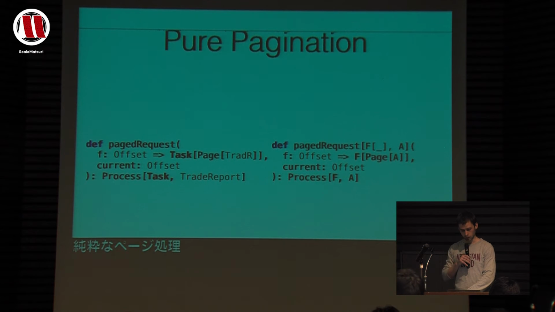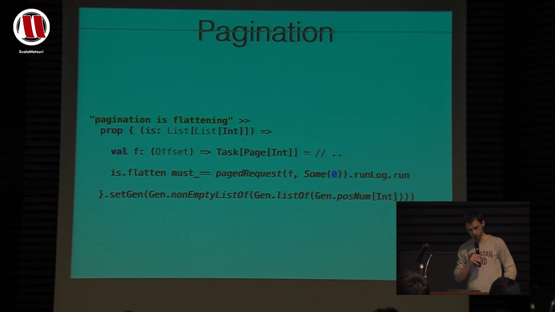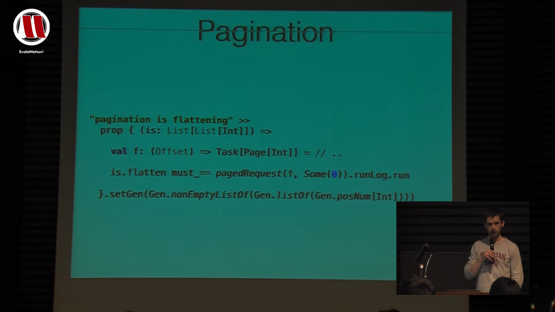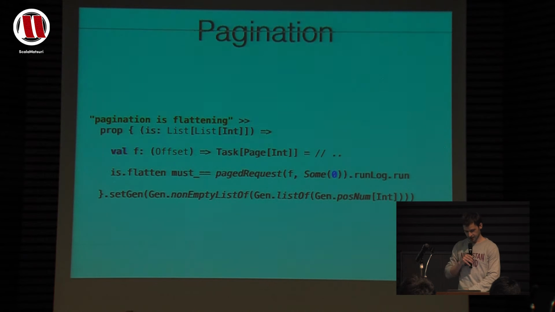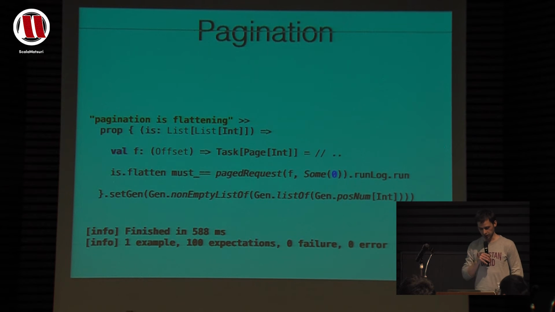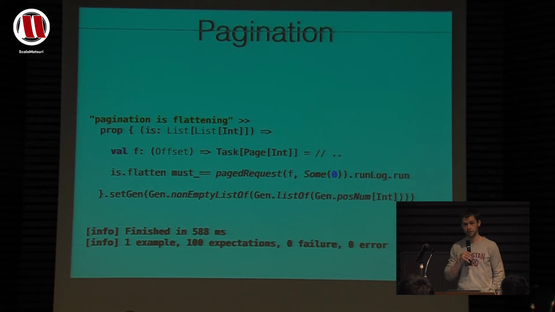And what's the benefit of all this? The benefit is that we can use ScalaCheck to actually show that the complicated thing that we did before, which I called pagination, is actually just flattening a list of lists. And in fact, we can use ScalaCheck to run 100 samples of this. And the last time I ran it, it actually ran 100 expectations and 0 failures. So that's a good example of why you would want to separate pure from impure stuff.